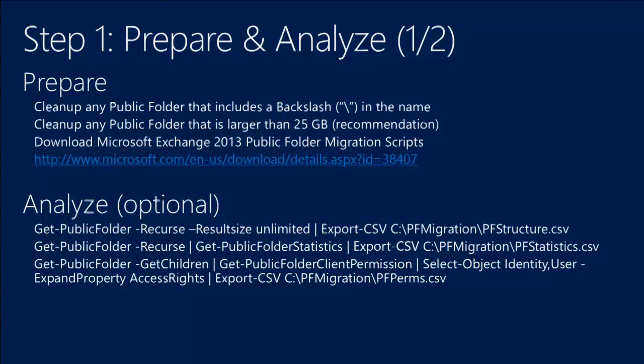Here, you export every statistical information about your public folders, the items, how big they are, what folders are available, to CSV files, and you can use that after the migration to compare the final infrastructure, to make sure that everything is the same way as it used to be in your legacy Exchange public folders.